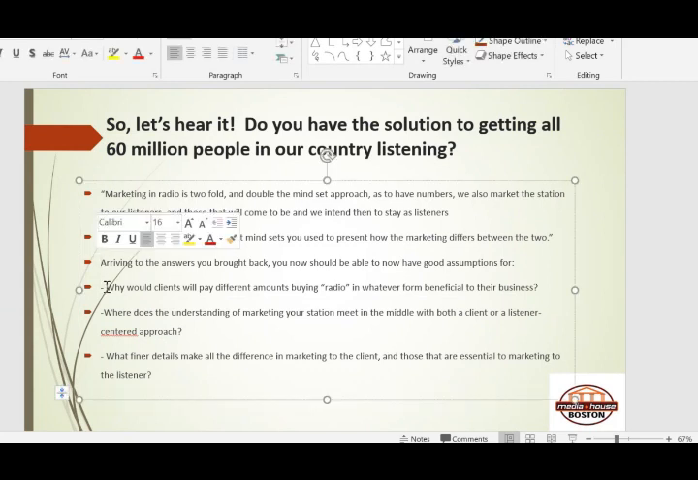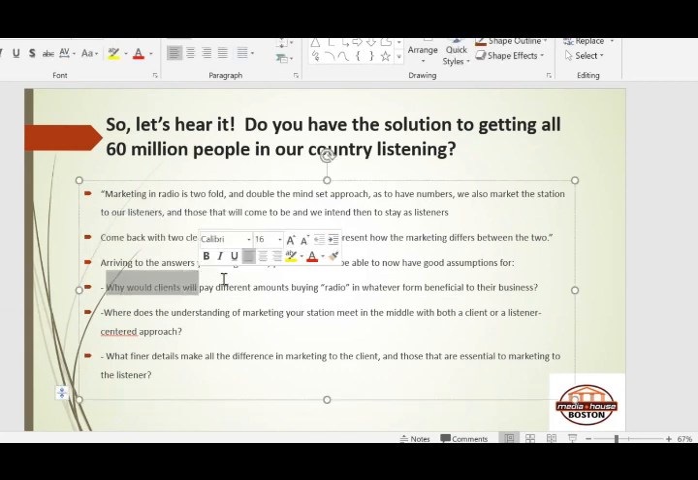So why would clients pay different amounts buying radio in whatever form is beneficial to their business? I'm just going to come back to this, but I want to get to the questions. Where does their understanding of marketing your station meet in the middle with both client and listener approach? What finer details make all the difference in marketing to the client, and those that are essential to marketing to the listener? So I'd like you to first attempt these three questions.